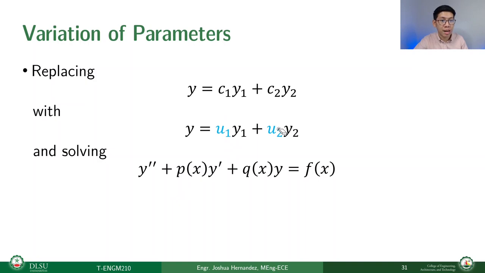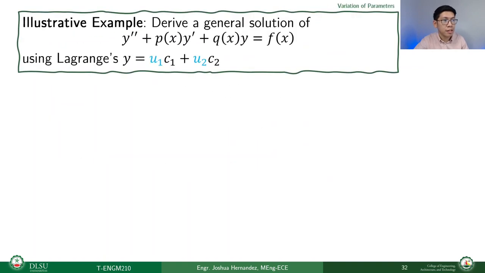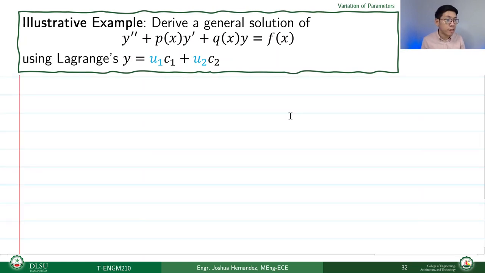Right? So, the difference with the method of undetermined coefficients is that our C1 and C2 are not just numerical constants. The U1 and U2 here are functions. That is why the method is called variation of parameters, because we are looking for U1 and U2, which are functions and not just constants. Now, to further illustrate how the process of variation of parameters works, here's an illustrative example.